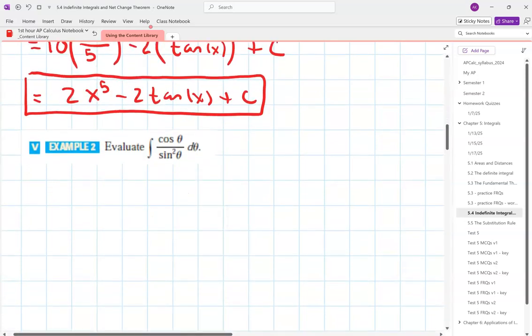Let's look at the next one. As this is currently written, do we have an antiderivative rule to deal with this? We do not. We don't have anything to deal with the quotient at all, right? What should we do instead?